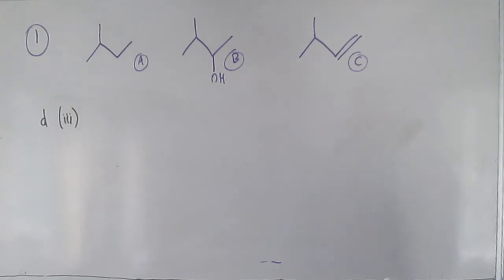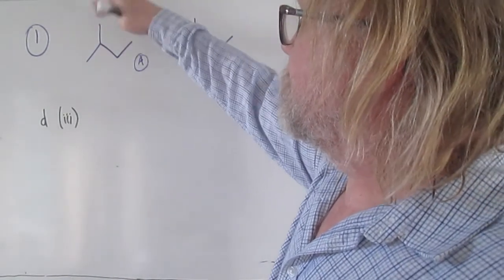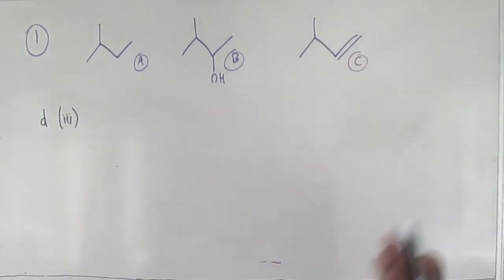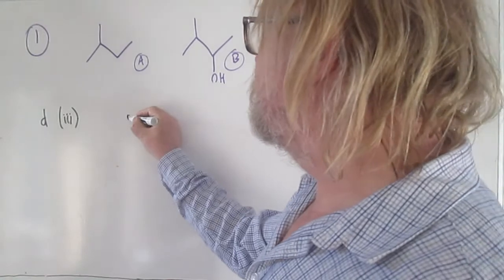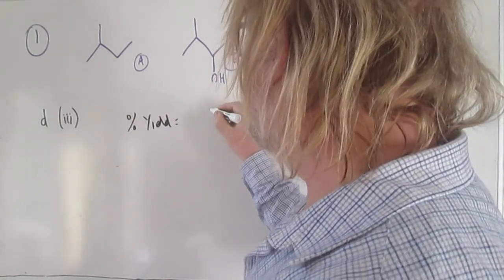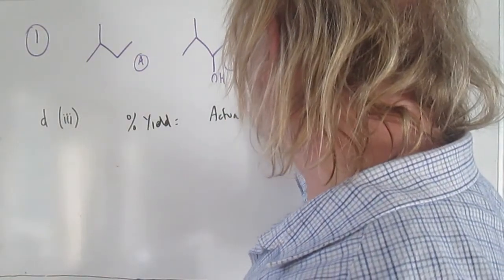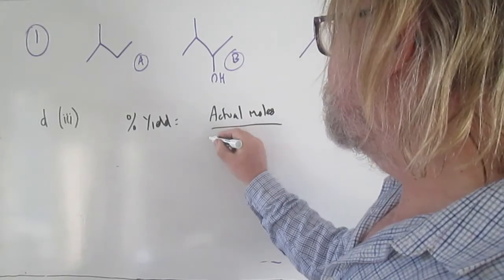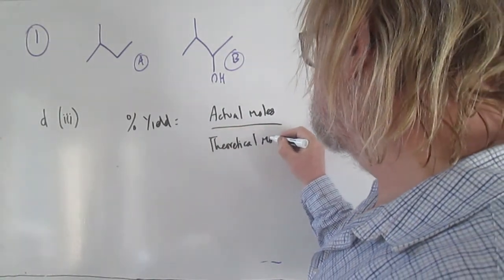Part 3 wants us to talk about the consequences of this problem of the chlorine substituting at different positions. What are the consequences for the percentage yield and for the atom economy? So percentage yield, remember, is equal to the actual moles produced of the particular compound you're trying to produce divided by the theoretical moles times 100.